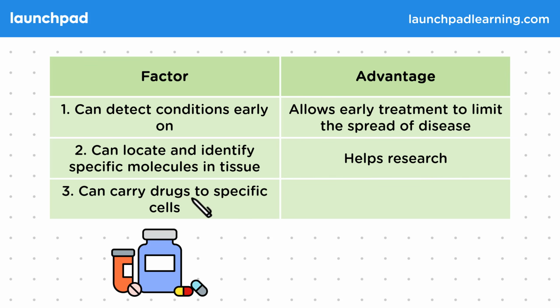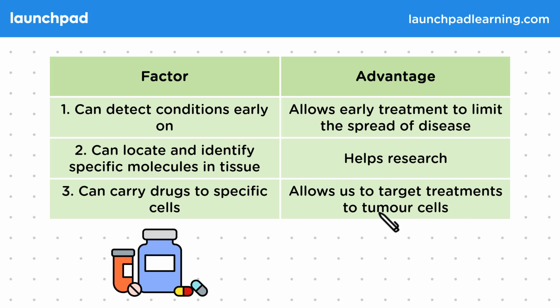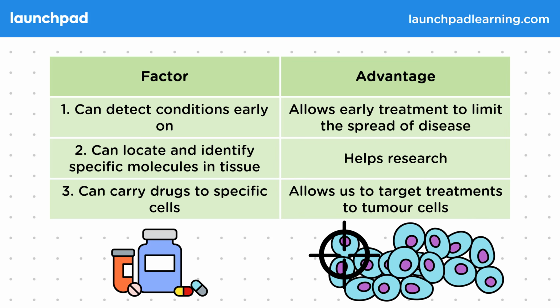Next, they can carry drugs to specific cells. This allows us to target treatments to tumor cells. By being able to target certain molecules, we can target certain cells, for example, those fast-growing cells that are responsible for creating tumors.